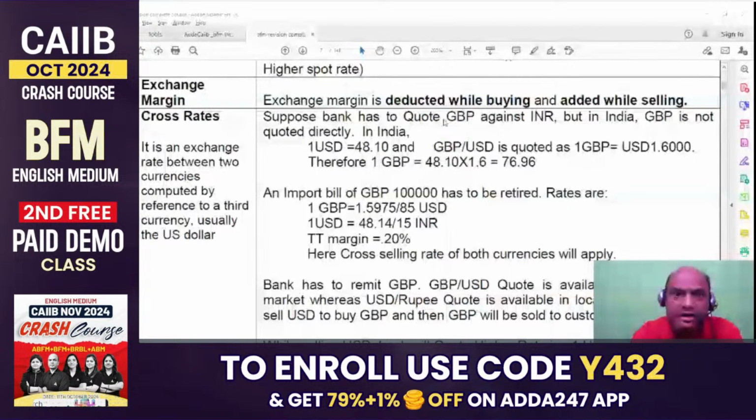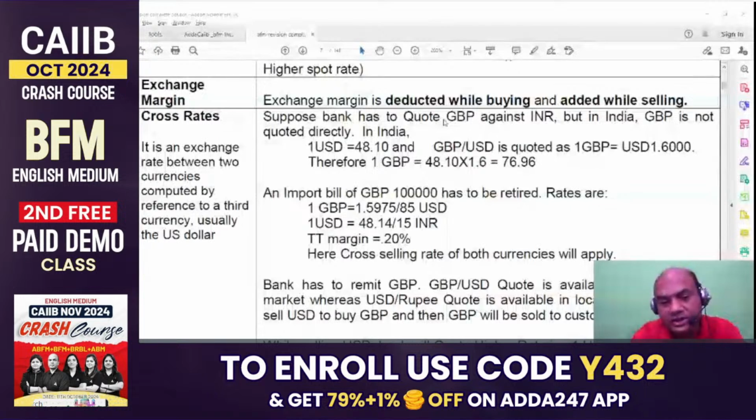For any buying transaction, you'll have to subtract the margin. For any selling transaction, you'll always have to add the margin. For buying, you'll have to subtract. Selling, you'll have to add. So how do you remember this? See, the spelling of sale is S-A-L-E. Remember this: S and then A. So A is always attached to S. So that's how you will be remembering. Selling is always adding for exchange margin. Otherwise, it will be very difficult for you to remember.